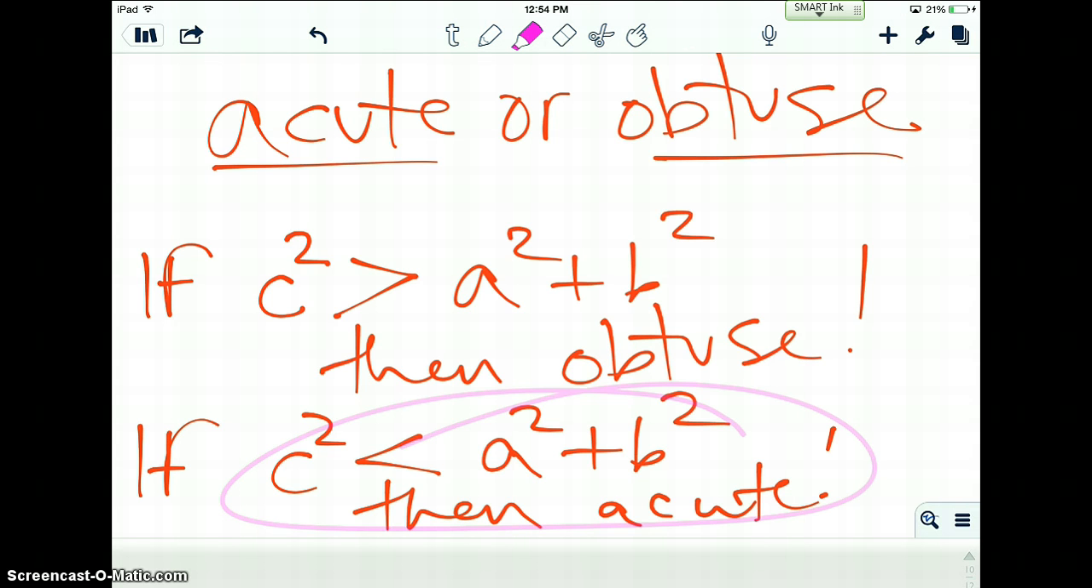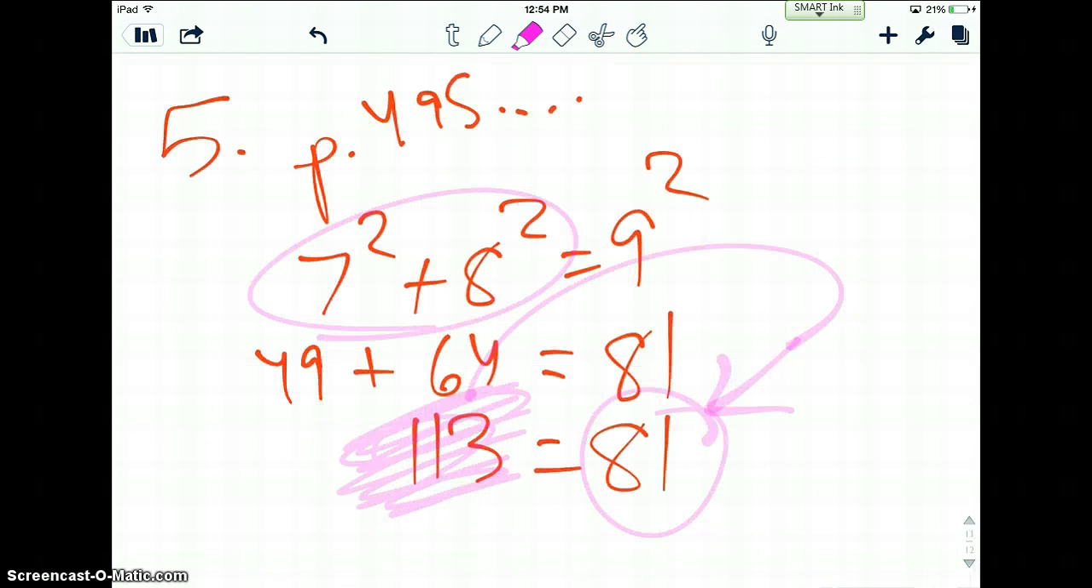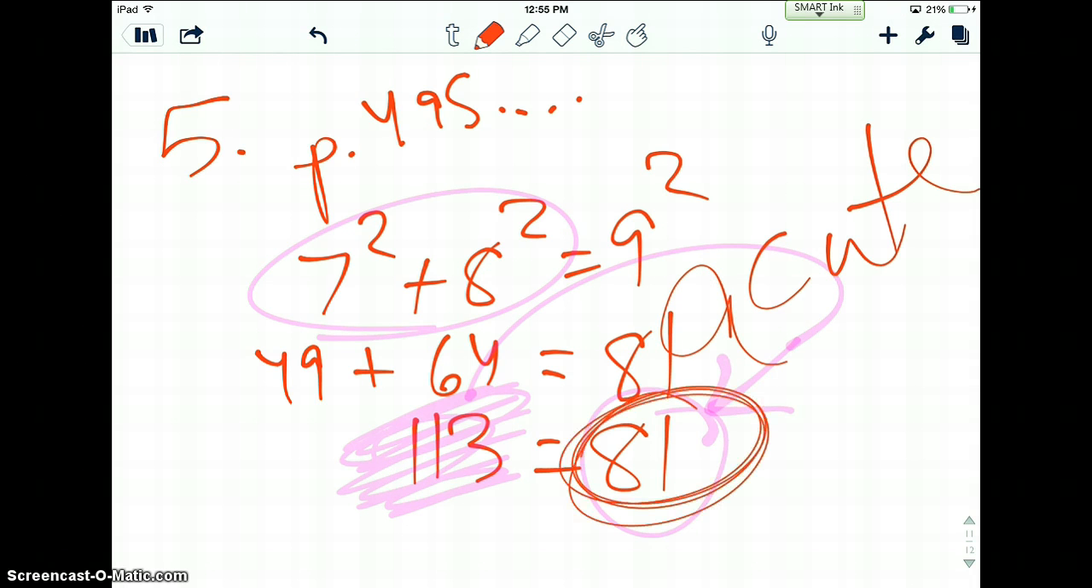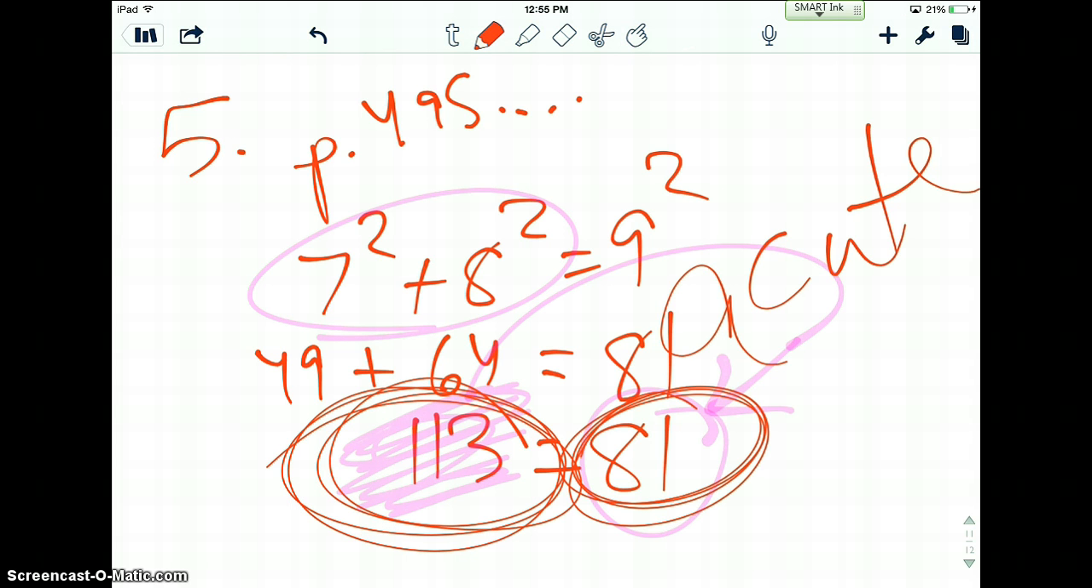If I can get back to the page, which I can't. Well, yes I can. All right, so I'll write that on there. This is acute because the square of the hypotenuse was smaller, less than the sum of the squares of the legs. Okay? All right, people. Onward. Go ahead and practice, practice, practice.